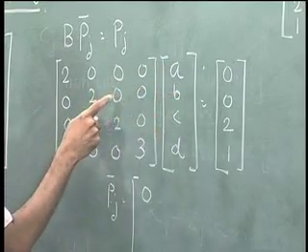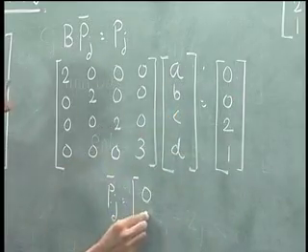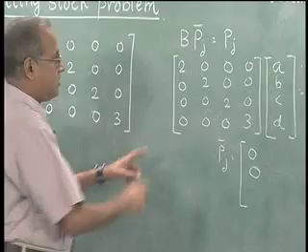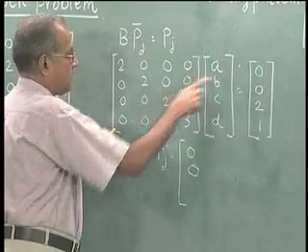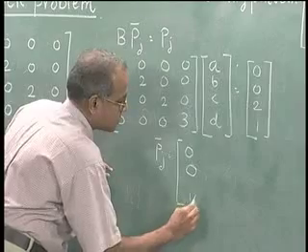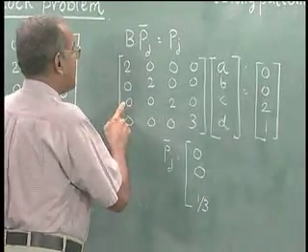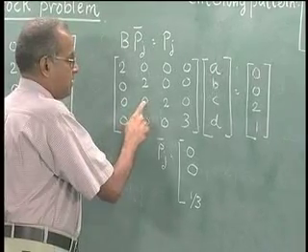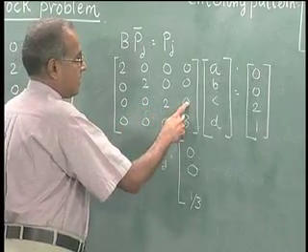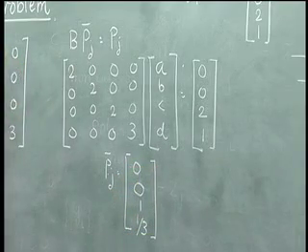0a plus 2b plus 0c plus 0d is 0. Therefore, b is 0. From here, 0 into a plus 0 into b plus 0 into c plus 3 into d is equal to 1. So, d is 1 by 3, and from here 0a plus 0b plus 2c plus 0d is equal to 2. So, c is equal to 1. So, p bar j becomes 0 0 1 and 1 by 3.